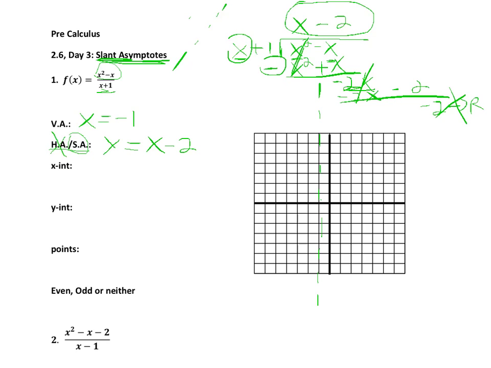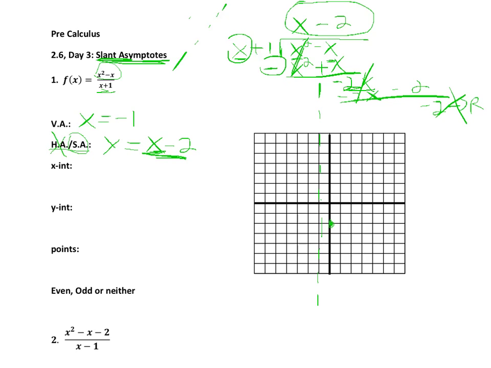Now really what you're doing here is graphing a line, y equals x minus 2, and the graph of the actual function is never going to hit it, except it's going to get very, very close to it, closer and closer, but not quite hit it. So I'm going to graph this x minus 2. My y-intercept there is negative 2, so I'm going to plot this point. And then the slope here, since it's just x, is 1 over 1.